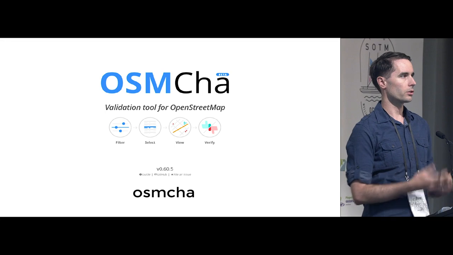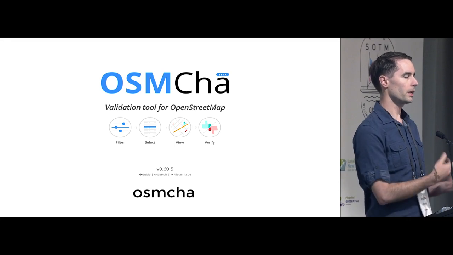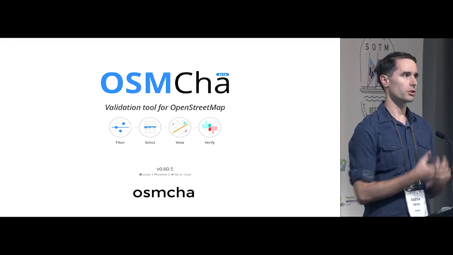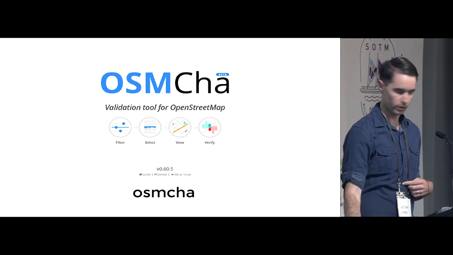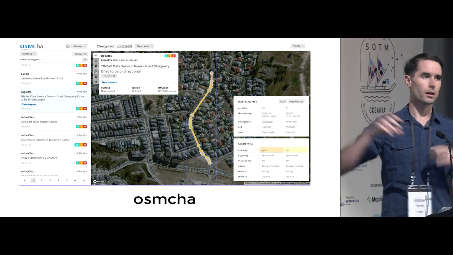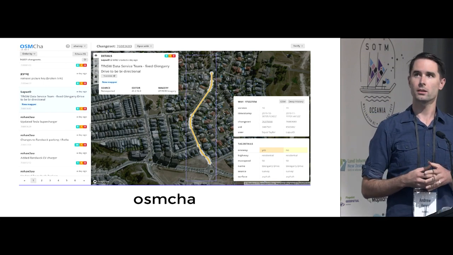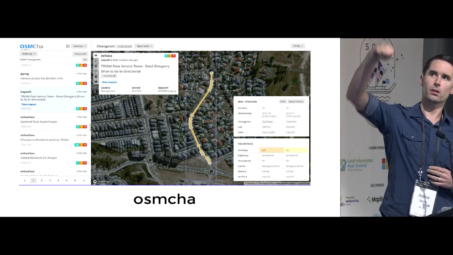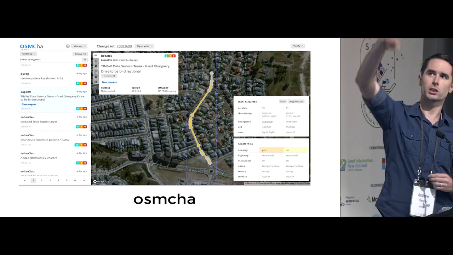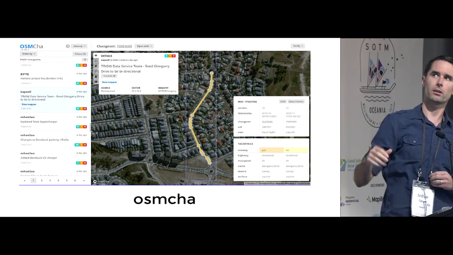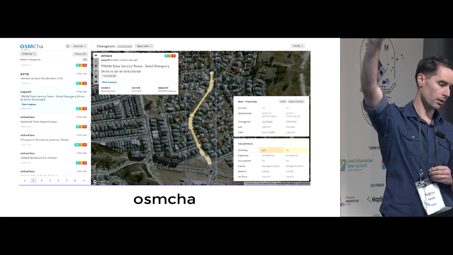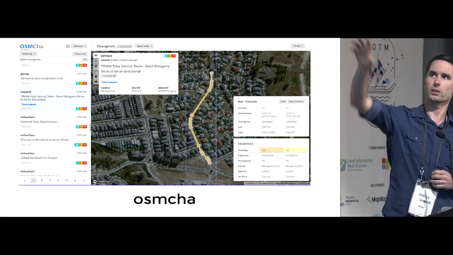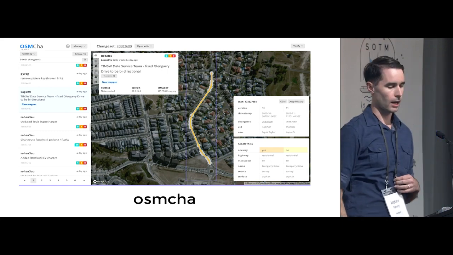It helps to catch errors that maybe people make, it generally helps improve the quality of the data. So OSMCha is a really great tool for that. You can actually set an area or a region that you're interested in, and then you'll get alerts of changes that happen. They'll pop up here, and you can actually go and look at that change. And you can go and see what they changed. You can see the description of what they changed, all the tag information.